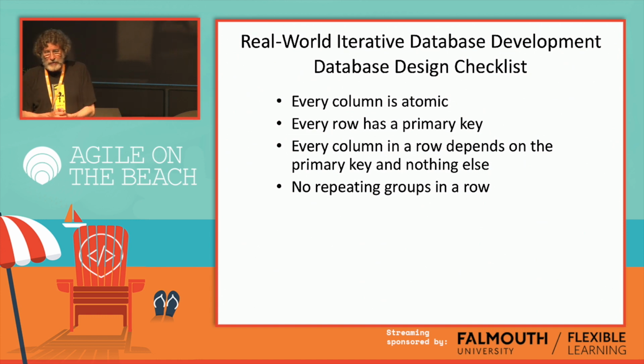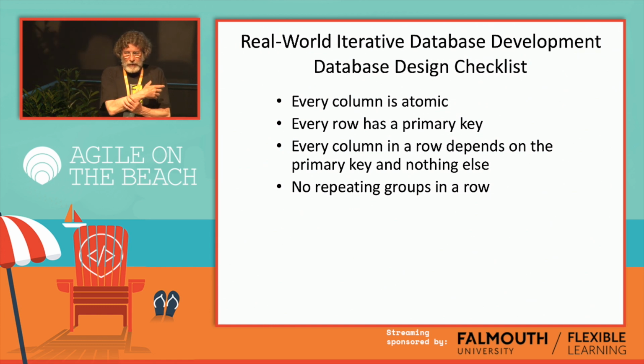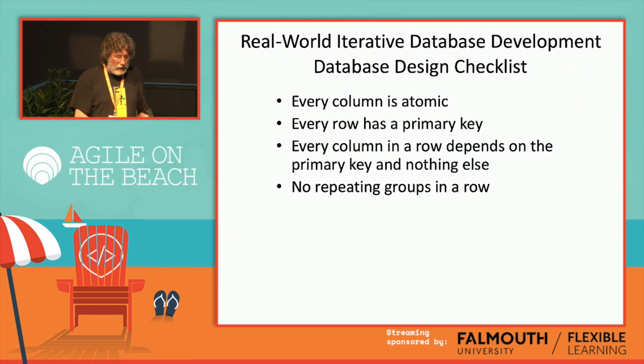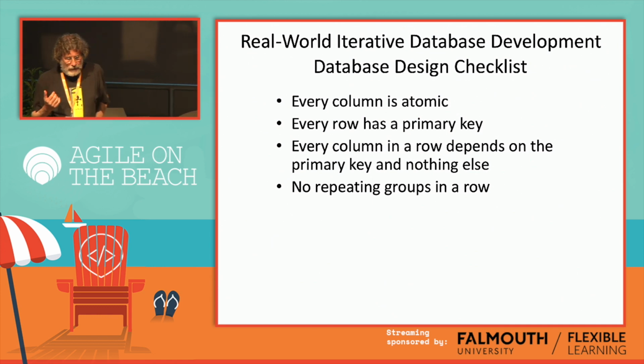So the first one we looked at, there's every column being atomic. And the reason for that is that once you've got it into that state, then it's much easier to write the queries. You don't have to write statements to unpick it every time. You do it once right at the beginning. And you'll see how this model develops into something that's easier to use as we go through. Every row has a primary key.